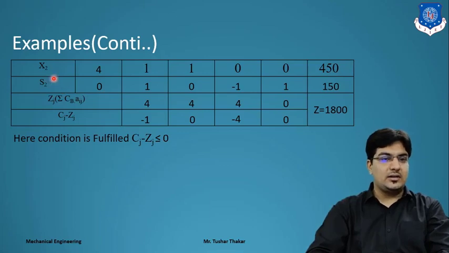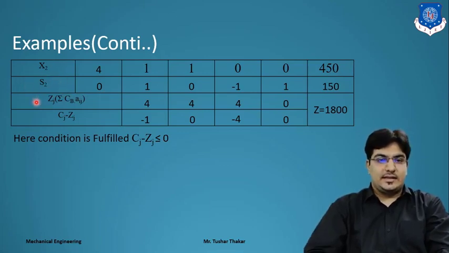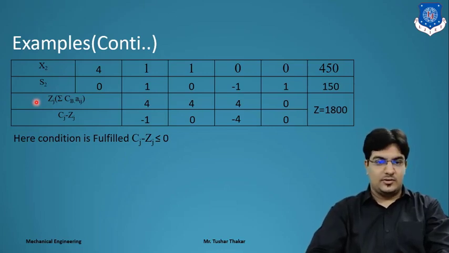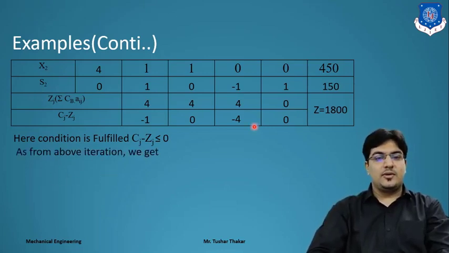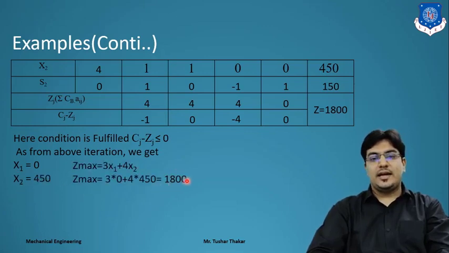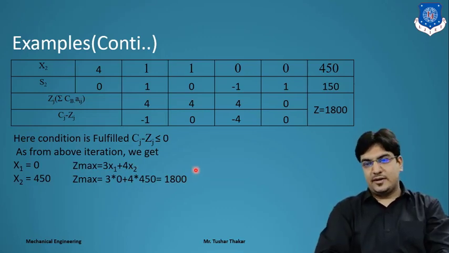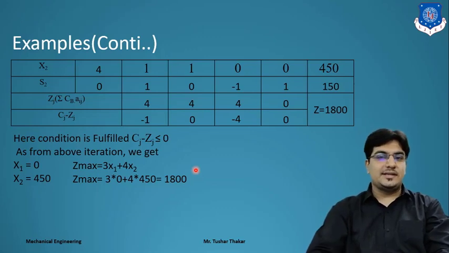We didn't consider the value of s2, as it is a slack variable over here. So what is the value from the above iteration? x1 is equal to 0, x2 is equal to 450, and z is equal to 1800, the same answer we got in the graphical method. So this is the basic steps of the simplex method.